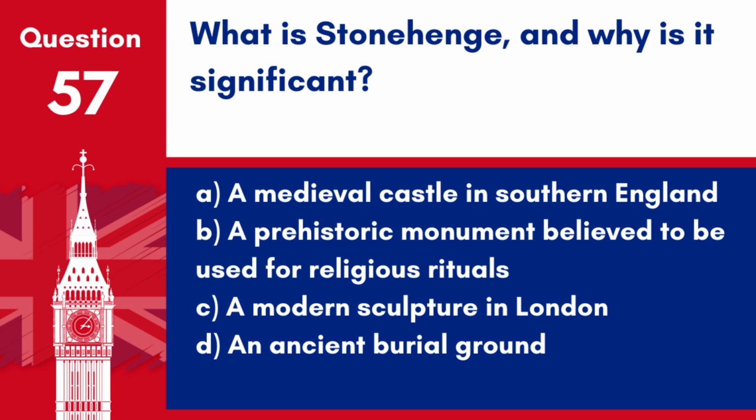Question 57. What is Stonehenge and why is it significant? A. A medieval castle in southern England. B. A prehistoric monument believed to be used for religious rituals. C. A modern sculpture in London. D. An ancient burial ground. Answer B. A prehistoric monument believed to be used for religious rituals. Stonehenge is a prehistoric monument in Wiltshire, England, believed to have been used for religious and ceremonial purposes dating back to 3000 BC to 2000 BC.